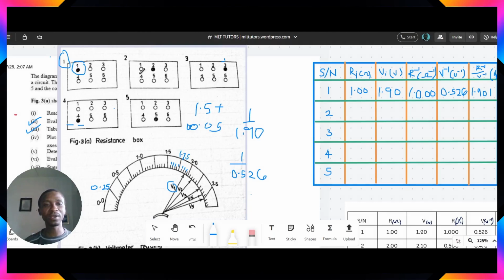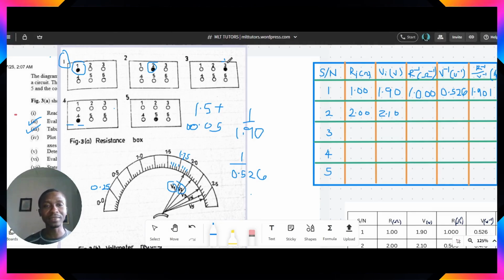For the second R, our R is 2. So you have that here. And for the second V, if you have to read, here is V2. Then if here is 2.05, here will be 2.10. So here will be 2.00, and here is 2.10. Then you do the corresponding R inverse, V inverse, simply with your calculator.